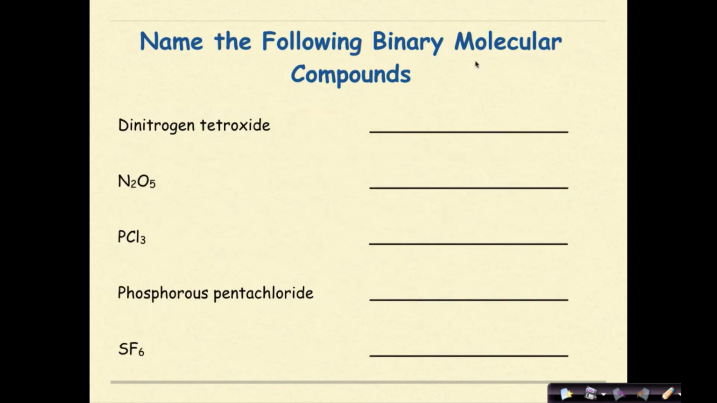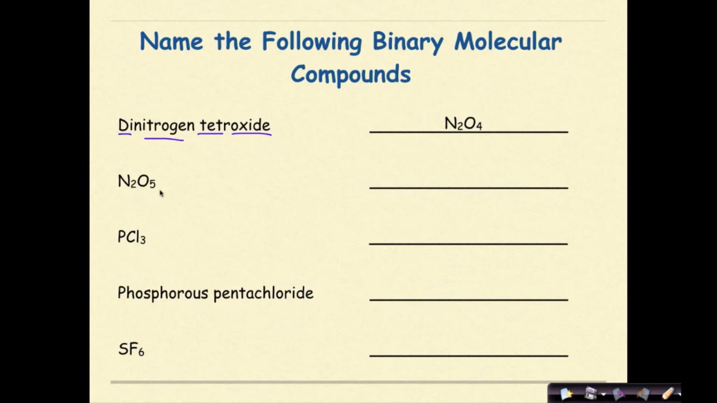Name the following binary molecular compounds. So let's look at the first example. Dinitrogen tetroxide. The di and the tetra are basically telling you how many of these elements we have here. So if I was to write the formula of this, this would be N2O4 for dinitrogen tetroxide.